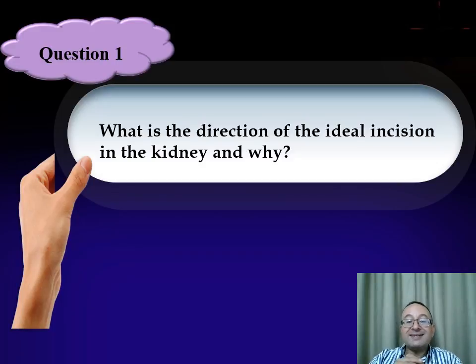The first question: what is the direction of the ideal incision in the kidney and why? If you have a patient complaining of renal stone or whatever, and you have to make an incision in the kidney, what is the direction of this incision and why? Of course, it will greatly decrease the blood loss, and it has a special name.